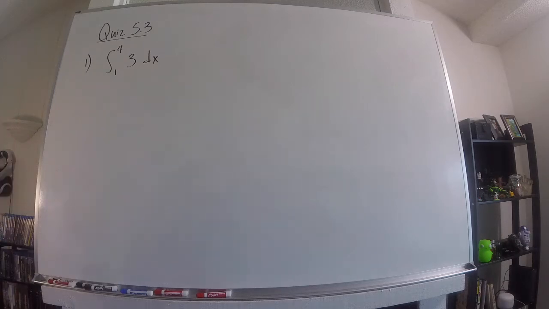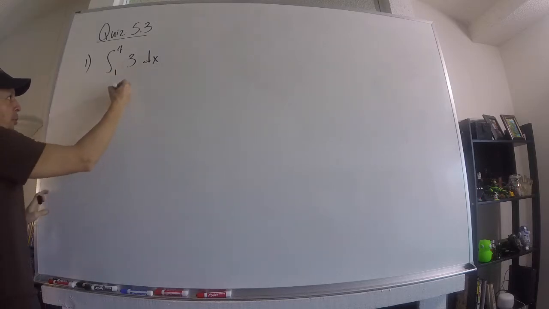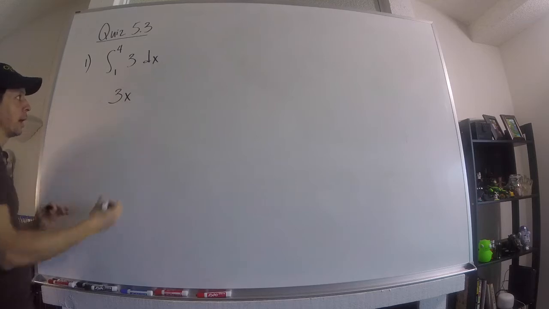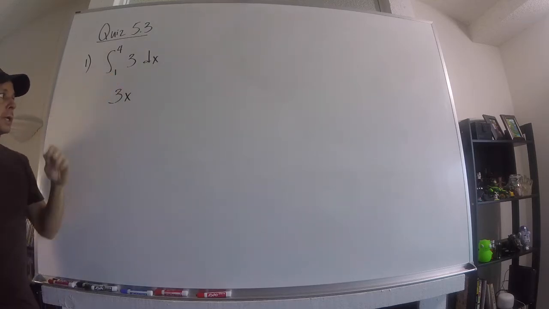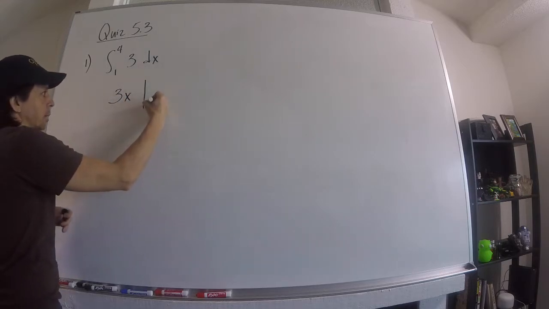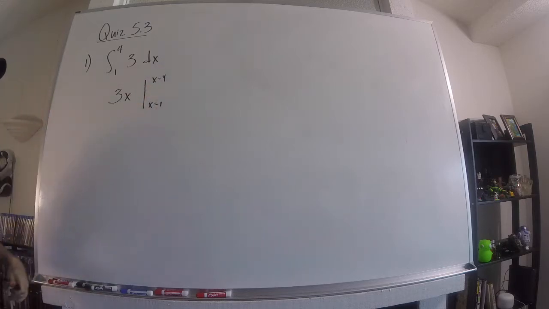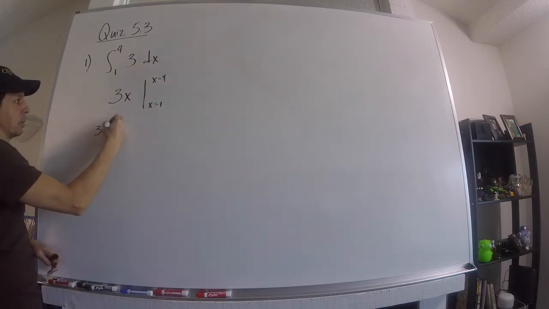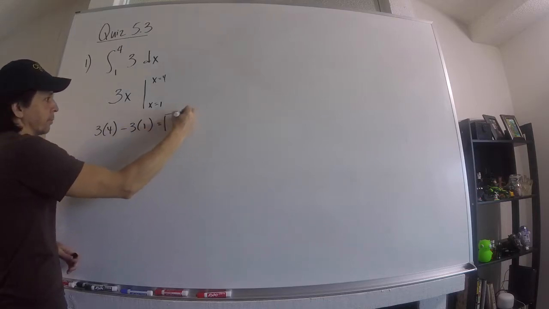Number one, you're doing a definite integral of 3, just a constant, and you have to remember your antiderivative of a constant is just that. So that when you take the derivative of 3x, it's just the coefficient 3. Plus c if it's an indefinite integral, but it is not. You're plugging in x equals 1 and x equals 4, the upper one first. So 3 times 4 minus 3 times 1 gives me 9. And that's it.